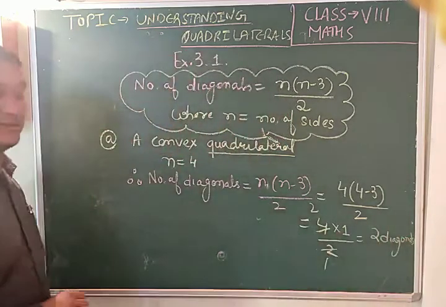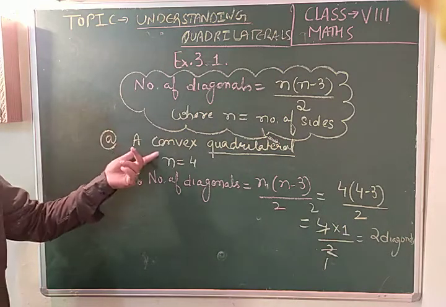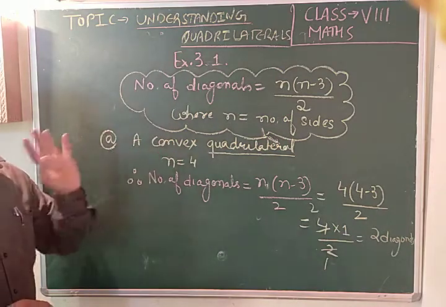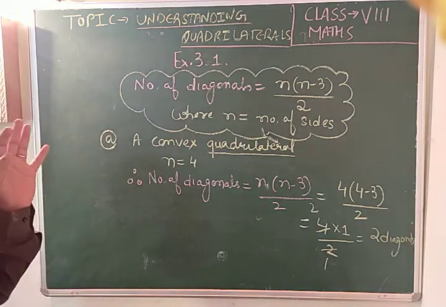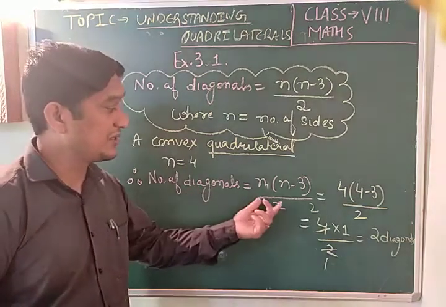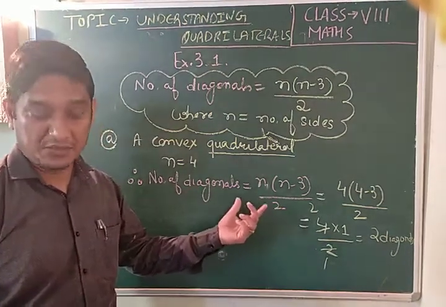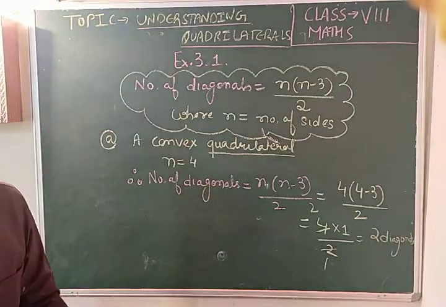2 diagonals. So children, you can find the number of diagonals in any polygon, whether it has 10 sides, 20 sides, 6 sides, 100 sides. You are able to find the number of diagonals by using this formula. So children, you have to try parts B and C on your own.